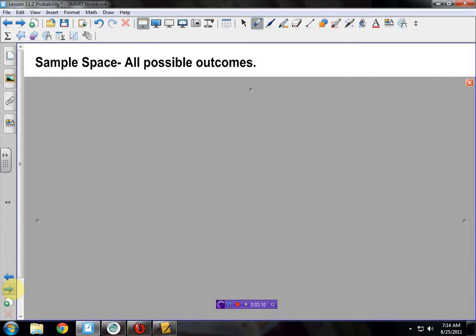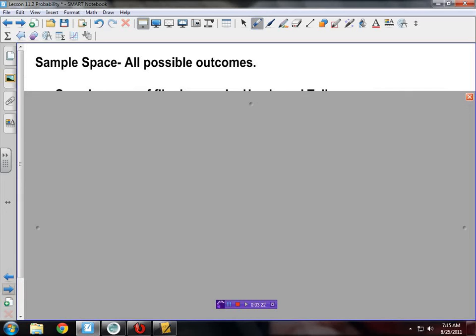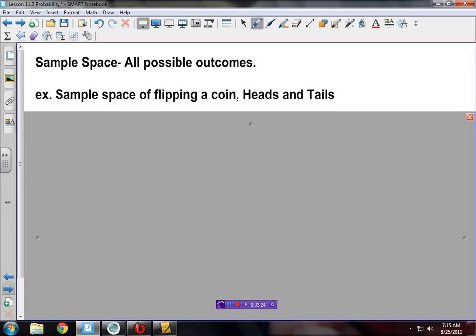Next we're going to cover some vocab words. Sample space is all possible outcomes. So for example, in the last problem that we did, it would have been all the vehicles in the parking lot. That would have been the sample space. Here, I'm going to give you some examples of a sample space. If we're flipping a coin, the sample space is either heads or tails, because that's all the possible outcomes.